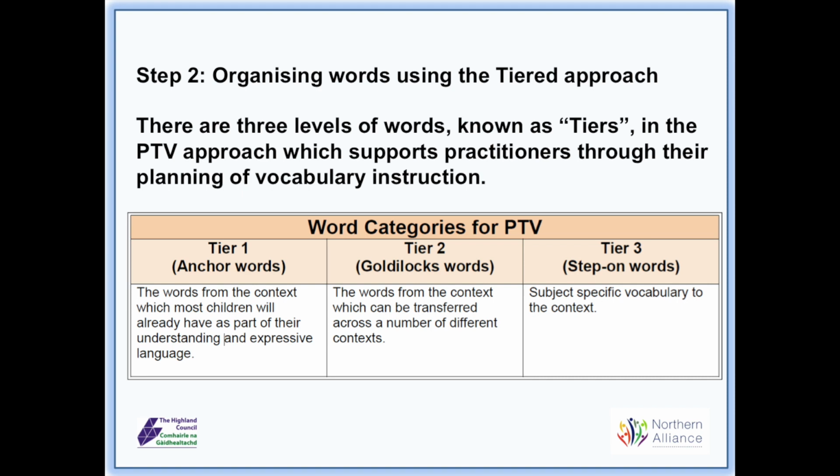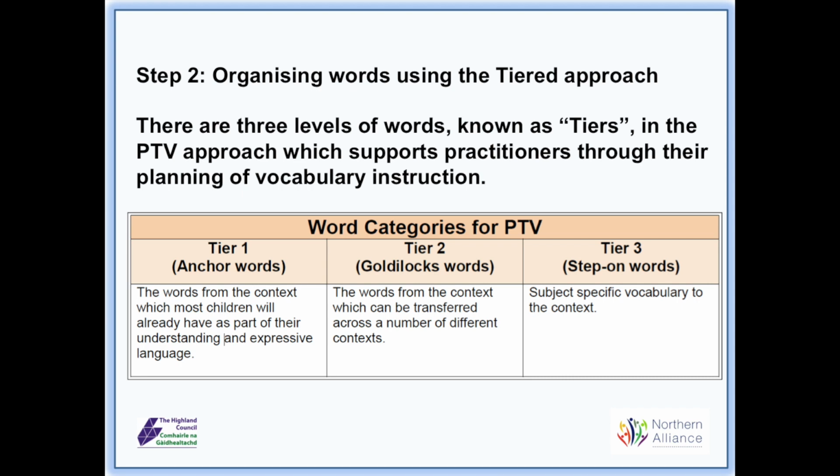In pre-teaching vocabulary, there are 3 levels of words known as tiers that support practitioners through their planning of vocabulary instruction. Tier 1 words, or anchor words, are the words from the context which most children will already have as part of their understanding and expressive language. At the right-hand side, we have the Tier 3 words, or the step-on words. Those are the words that are often subject-specific vocabulary to the context of learning.